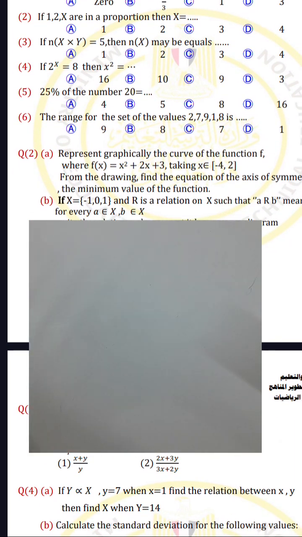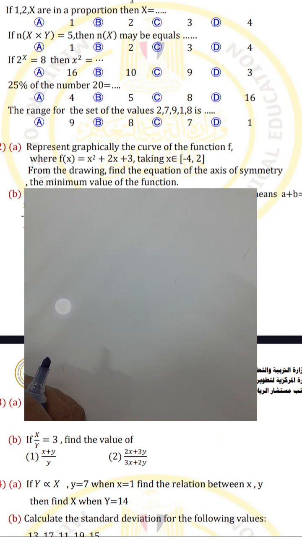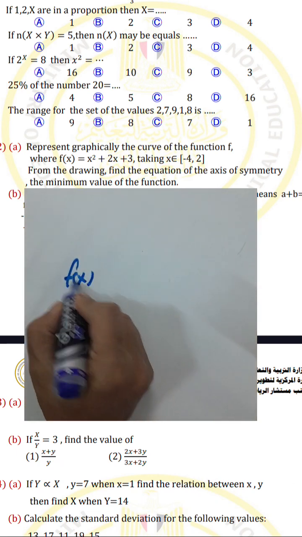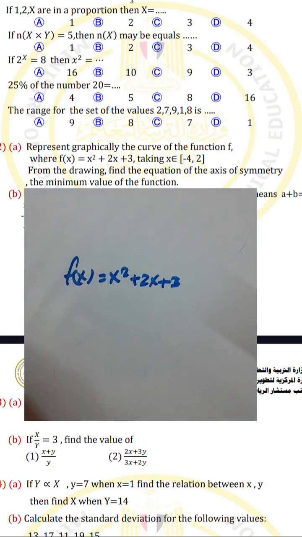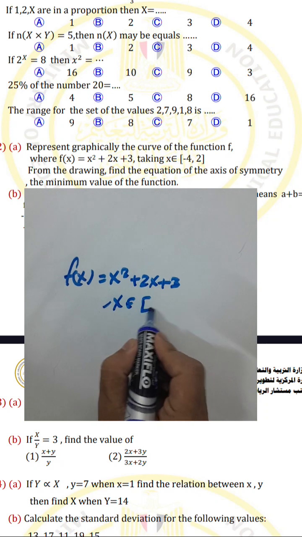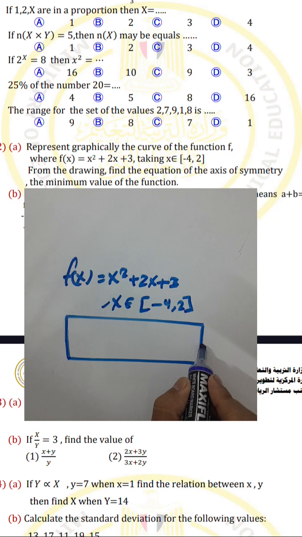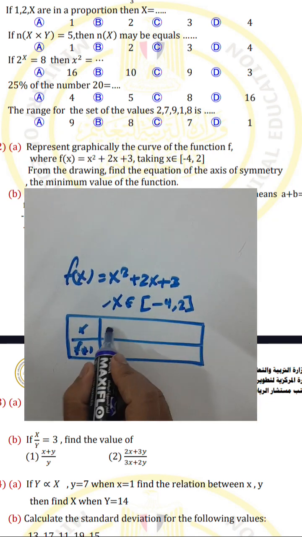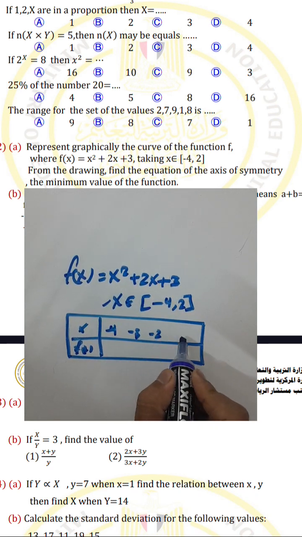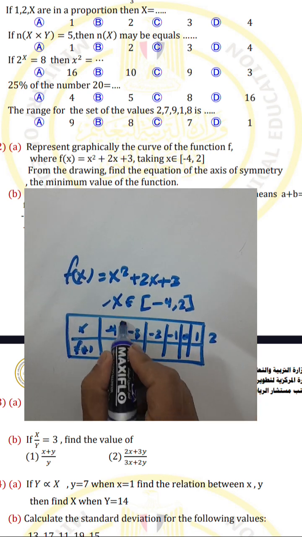Question number 2 now. Represent graphically the curve of the function f of x equals x power 2 plus 2x plus 3, where x belongs to the closed interval from -4 to 2. You can draw a table here. Write x and f of x. Put x first: -4, -3, -2, -1, 0, 1, and 2. And then find the image from this function.